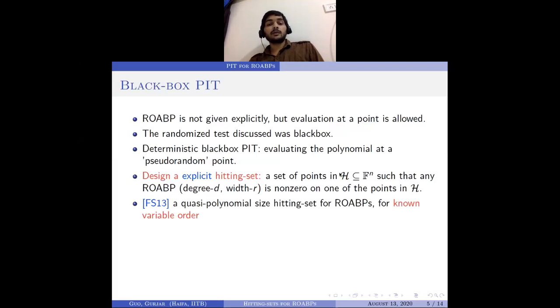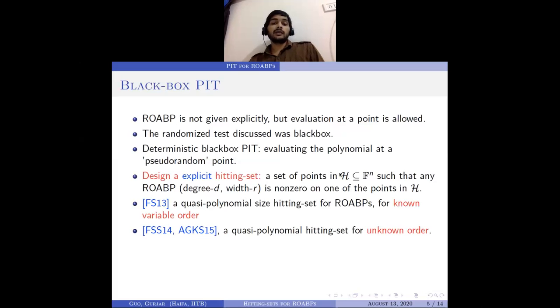So what is known about black box PIT for ROABPs? Forbes and Shpilka gave a quasi-polynomial size hitting set for ROABPs, assuming the variable order, meaning they are assuming that there is some fixed variable order, let's say x1, x2 till xn. Later on, it was also generalized to unknown variable order. Here you are not assuming anything about the order; it could be any order, but still you are able to give a hitting set for the ROABP.